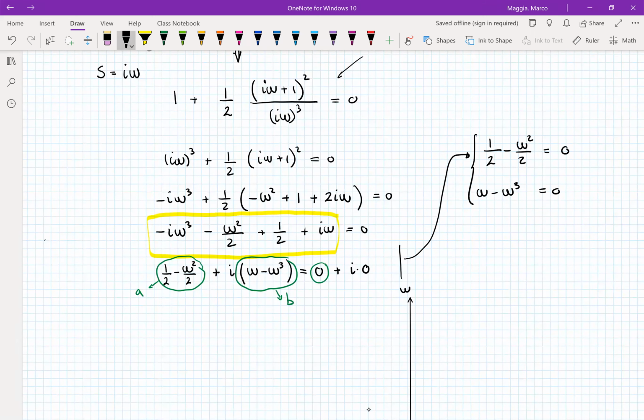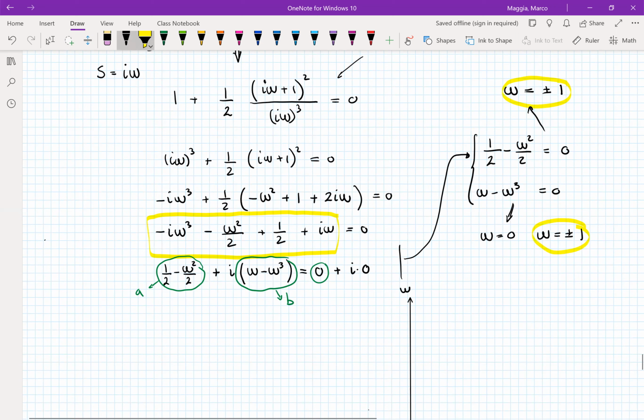All right, so if we solve the first one, we find that the solutions are omega equals plus or minus 1. And then the solutions to the second one are omega equals 0 and omega equals plus or minus 1. Since both have to be satisfied, the only solutions are omega equals plus or minus 1.